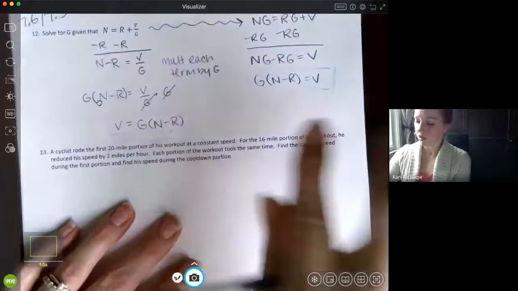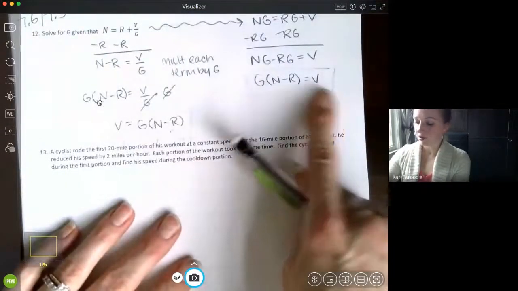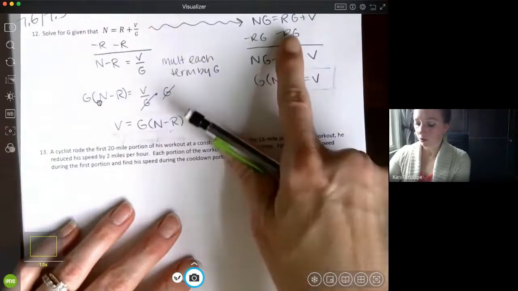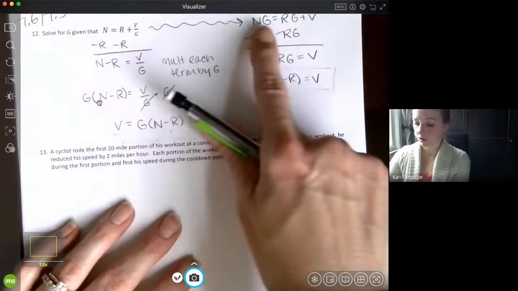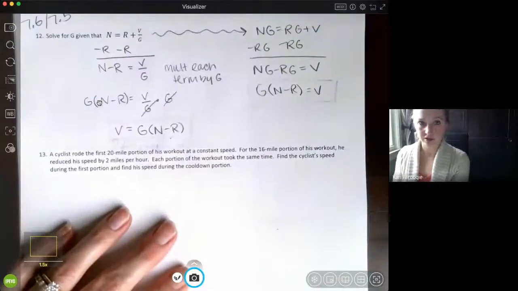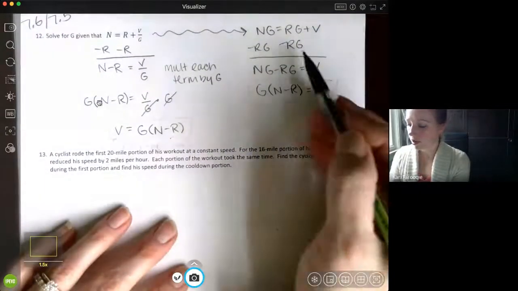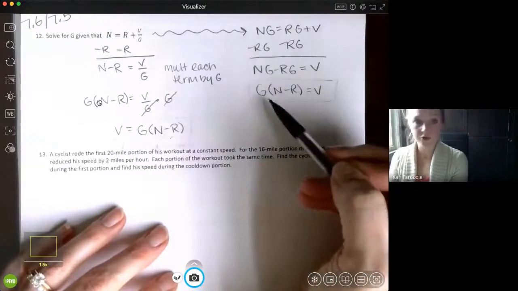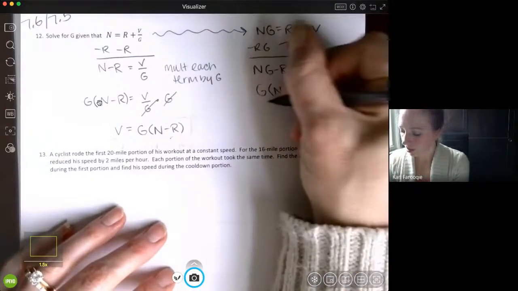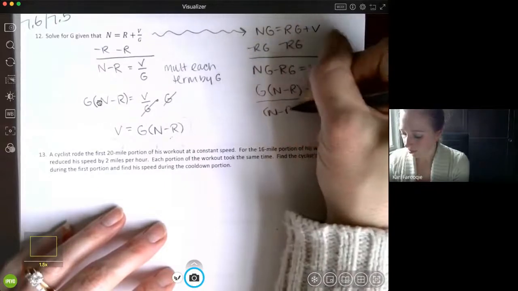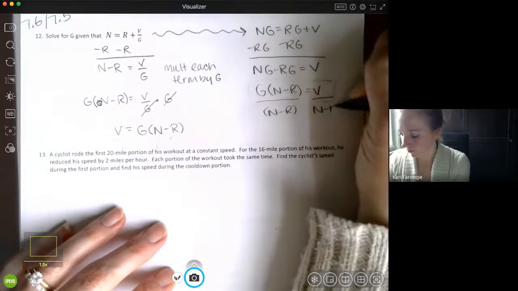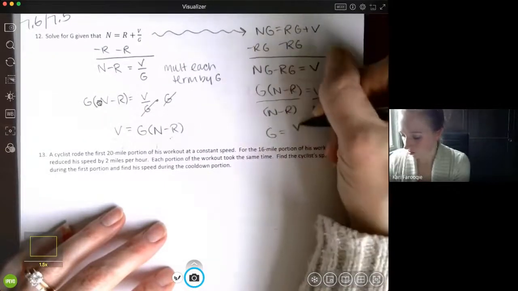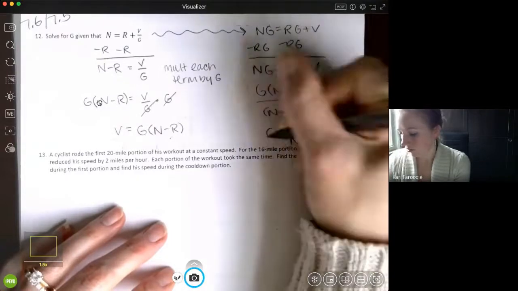Okay, since we were already on this one, in order to get g by itself, if you were to multiply all three pieces of this by g, that's fine. We can still use this work. You would still get this expression, which is fine, but to get g by itself, you would have to factor it out and then divide both sides by n minus r. And then you would get g equals v over n minus r.